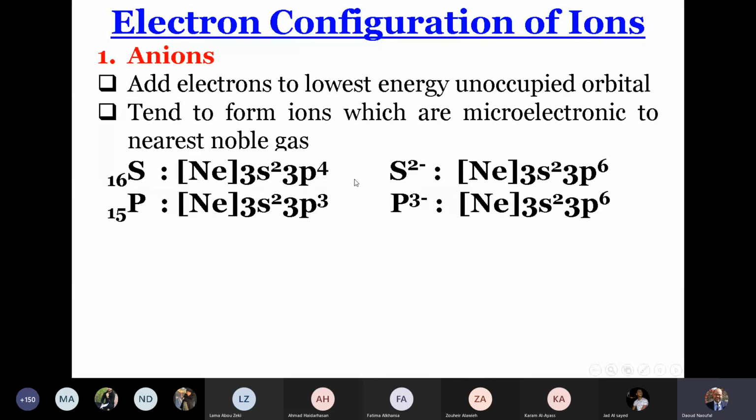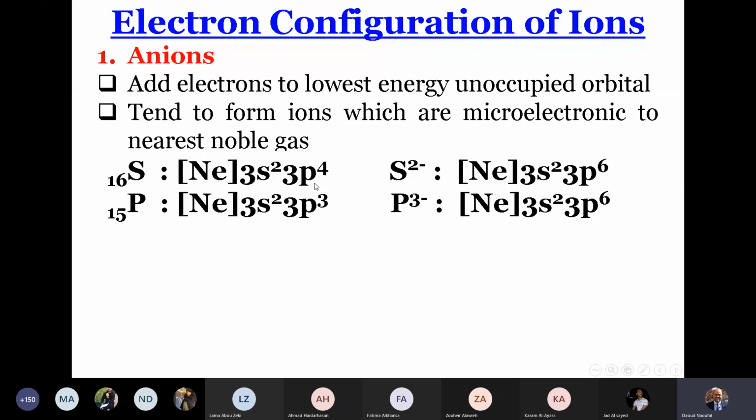We have 3s, 3p, and we have a 3d vacant. I cannot put these 2 electrons in the vacant 3d, since the 3p can receive 2 electrons. So 3p4 receives the 2 electrons and becomes 3p6. If the orbital p is completely filled, then you can fill the orbital 3d, which is vacant. So the electron is added to the lowest unoccupied orbital.